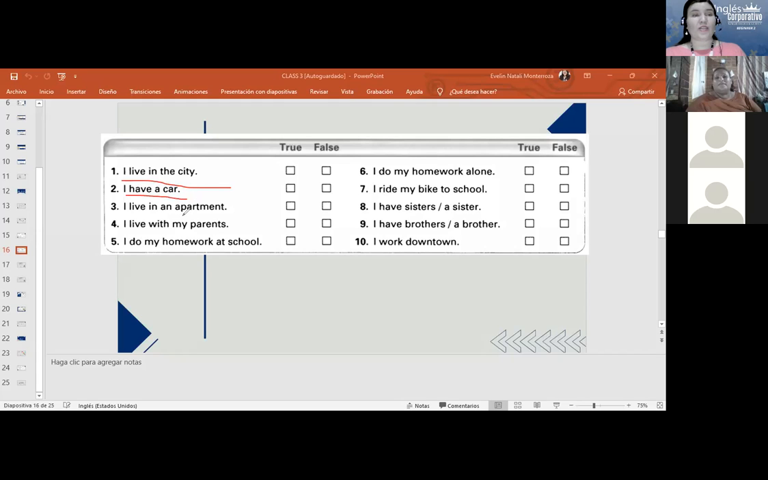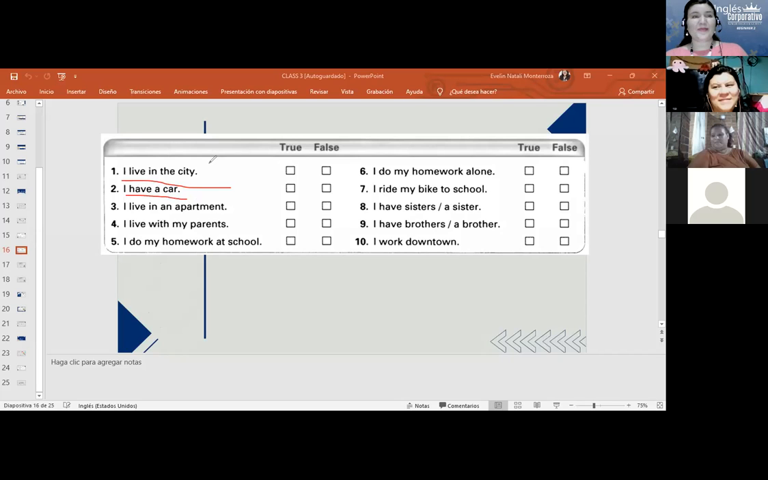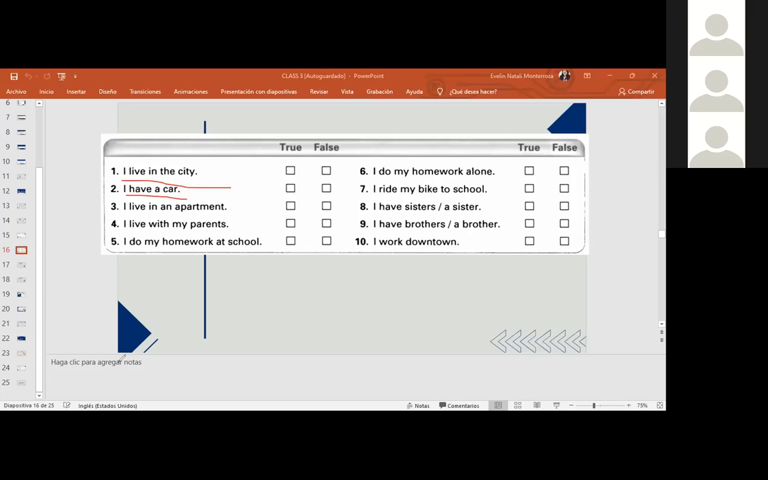Rosario, I have a car, true or false? False. Juan? I think that true. True, okay. Remember that the question is for you. Susana Dominguez, do you have a car? True or false? False. Omar? False.